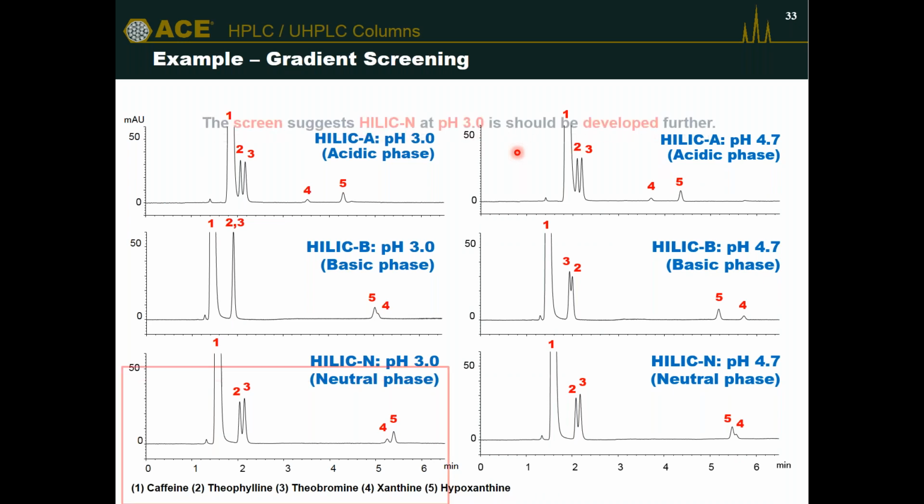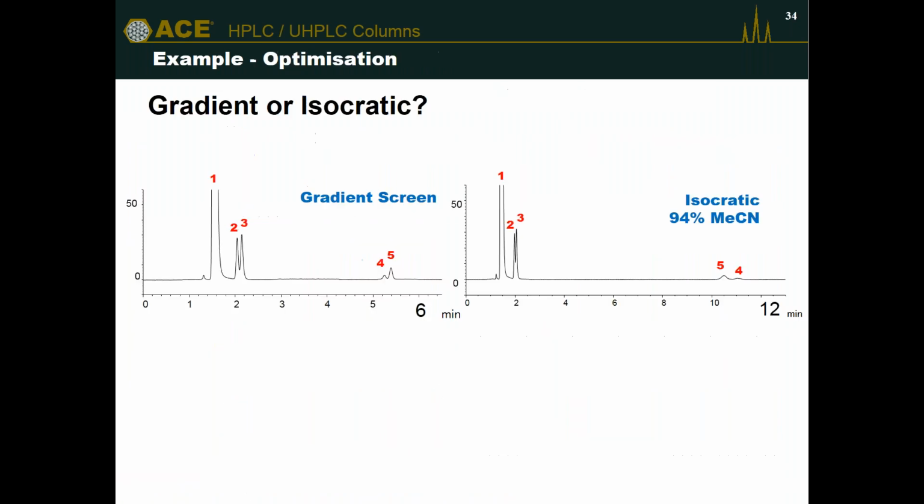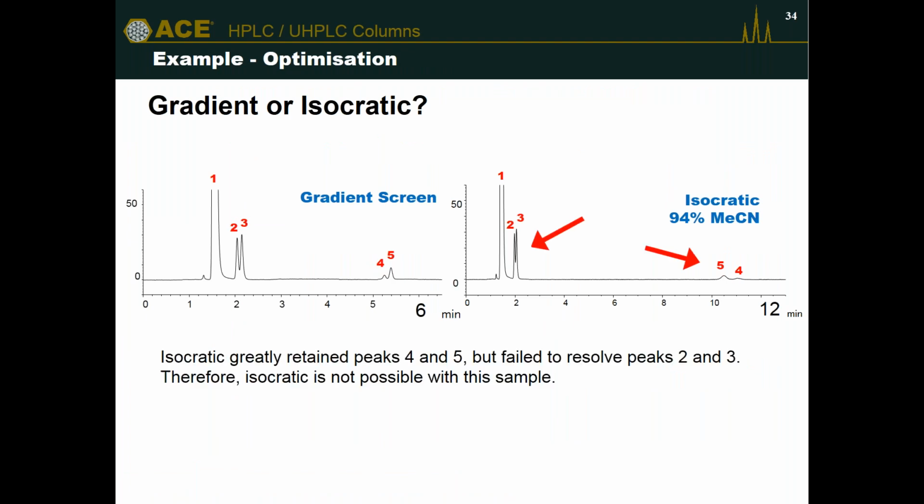And in fact, for this particular method development activity, we took the HILIC neutral separation at pH 3 and developed it further. So firstly, should we develop a gradient or isocratic method? Well, if we look at the differences between the two, the left-hand side is gradient, the right-hand side is isocratic. We can see that we've got a challenge, because in the isocratic analysis, we can't get the separation of peaks 2 and 3, the critical pair, and we're beginning to lose, due to band broadening, peaks 4 and 5. So for this particular example, gradient chromatography was still our best option.